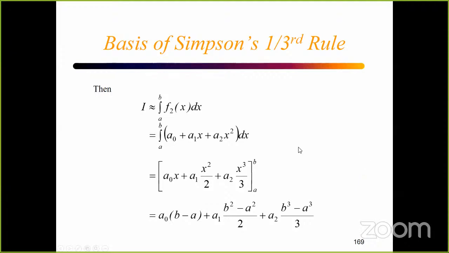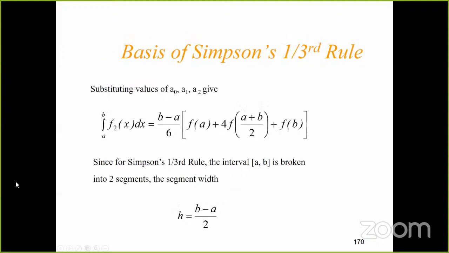The basic thing is that I is equal to the integral of f2 of x dx, which is the integral of a0 plus a1x plus a2x square dx, equal to a0x plus a1 times x square by 2 plus a2 times x cube by 3 between the limits. That is a0 times (b minus a) plus a1 times (b square minus a square) over 2 plus a2 times (b cube minus a cube) over 3. If we solve this, you get b minus a over 6 times [f of a plus 4 times f of (a plus b by 2) plus f of b]. This is the derivation.